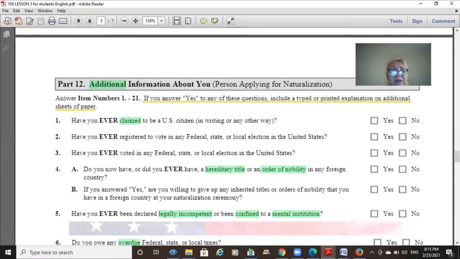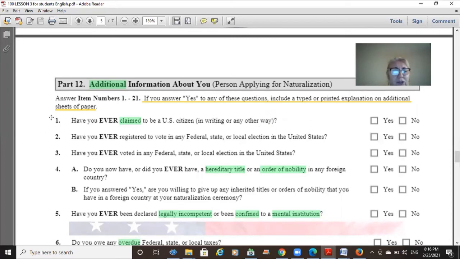So let's look at this very first sentence. If you answer yes to any of these questions, include a typed or printed explanation or on additional sheets of paper. So in this part, number 12, whichever question you say yes to, you will need to provide an explanation on a separate sheet of paper. Please keep it in mind.